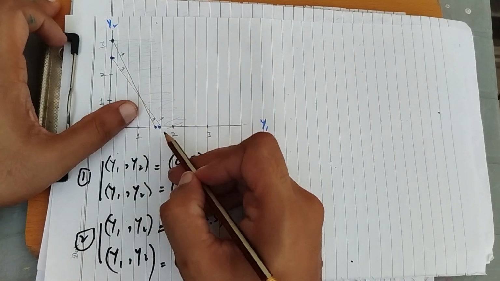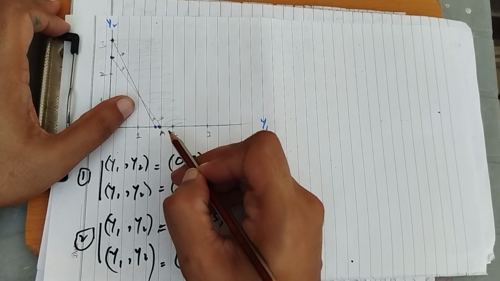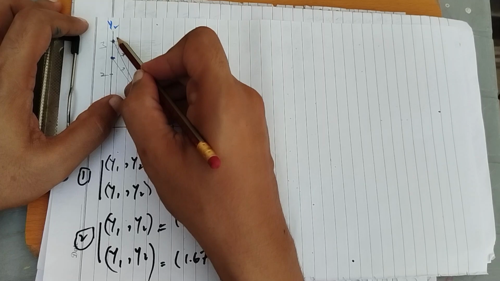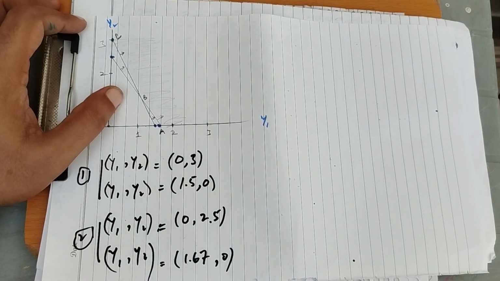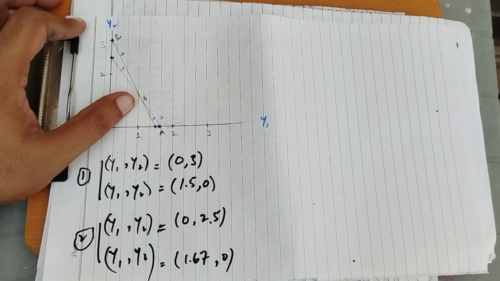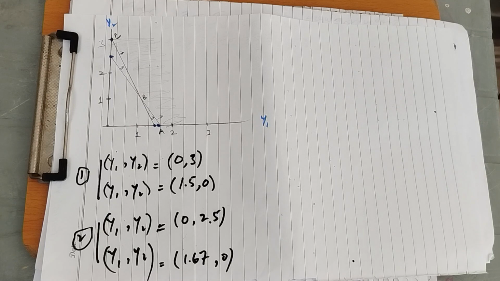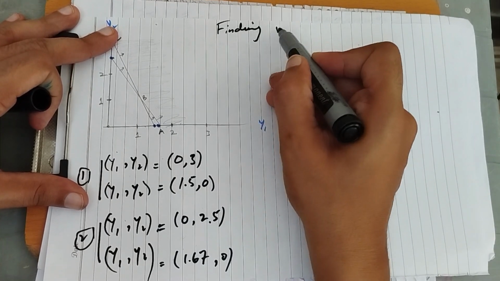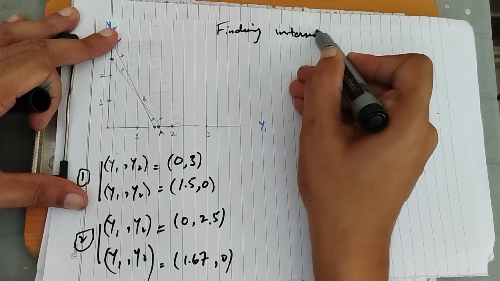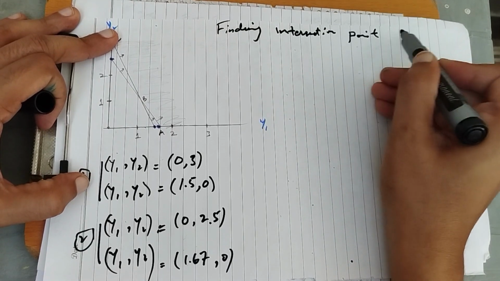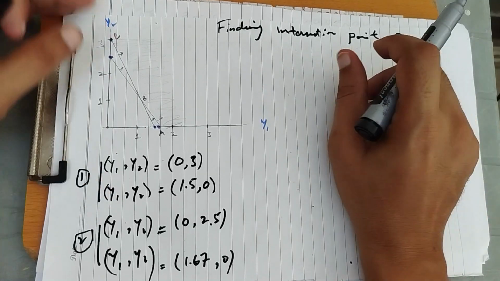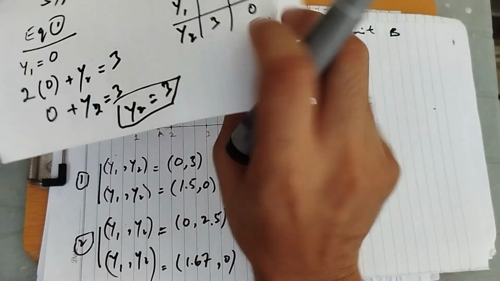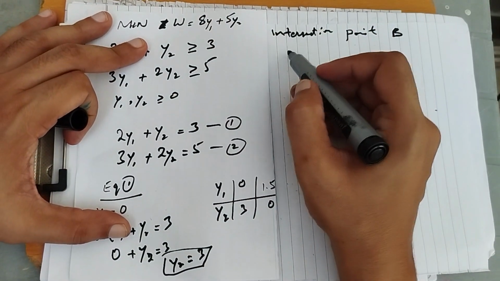And what are the points we had over here? This one, A, B, C. So we have 3 extreme points on this common area, or the feasible region. So let's find the intersection point, that is B, as I already mentioned. For finding intersection point B, we will equate both equations we made over here.